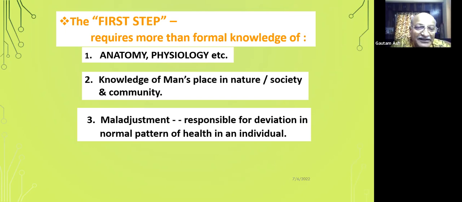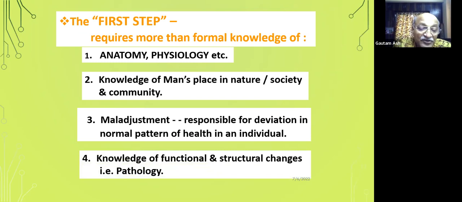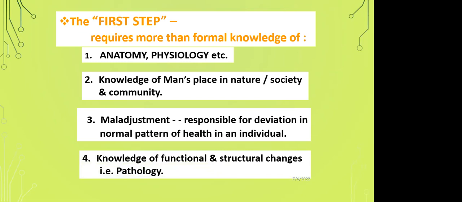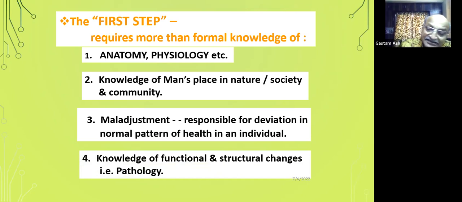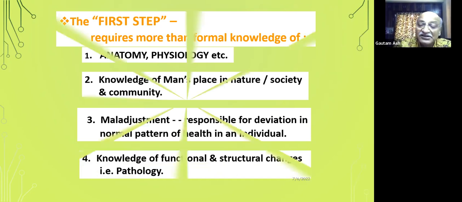This is very important here, because I will be dealing in detail with when to take miasmatic factors, where to treat and when to treat. I will discuss that at last. Maladjustment is responsible for deviation in the normal pattern of health in an individual. So that is another factor which is very difficult. Then knowledge of functional and structural changes, that is in pathology, already discussed.